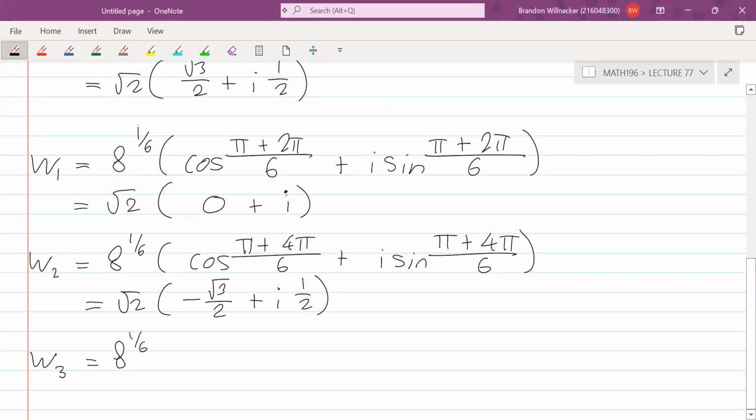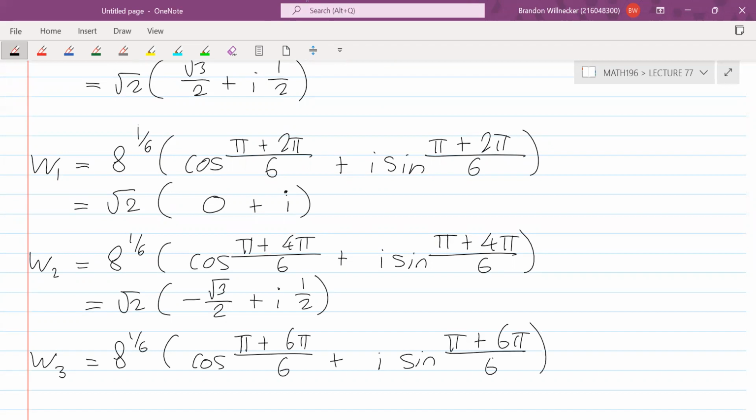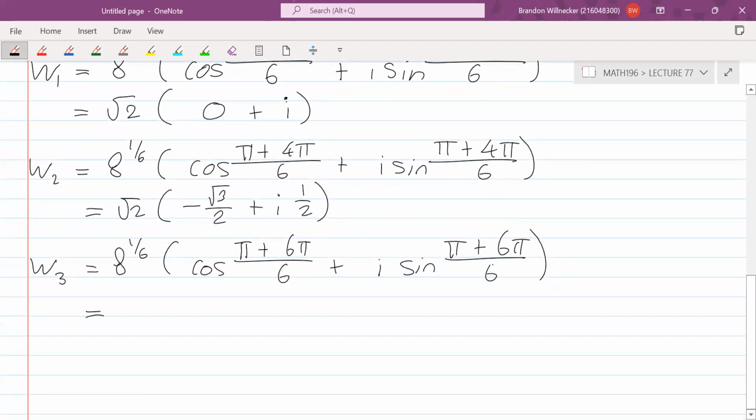Again, 8 to the 1 over 6, cos of, now k is 3, so we're adding 3 multiples of 2 pi. So that's going to be pi plus 6 pi over 6 plus r sine, again, pi plus 6 pi over 6. And we can simplify this like the others. So we're going to get root 2 cos of pi plus 6 pi over 6. That's going to be minus root 3 over 2. And then sine of pi plus 6 pi over 6, we're going to get minus r times a half.